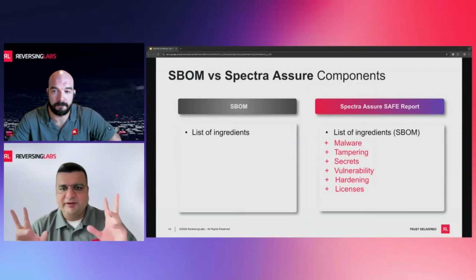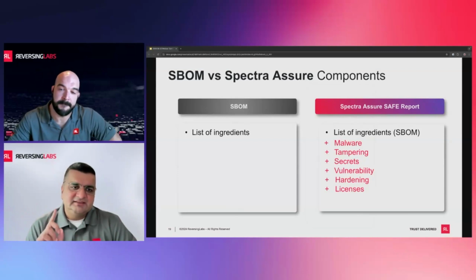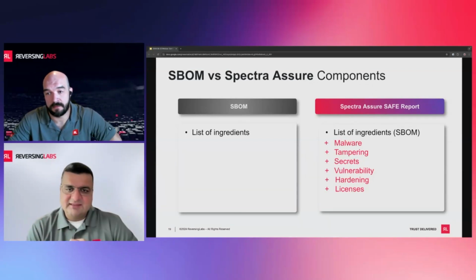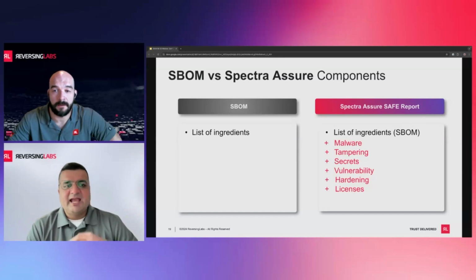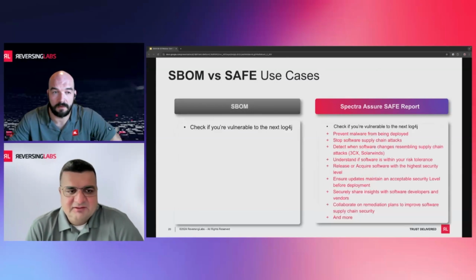And that's where what we call going beyond SBOM comes in, which is our Spectra Assure SAFE report. With the SAFE report, you get the comprehensive list of ingredients that you would get in an SBOM, but with the added benefit of malware detection, tampering identification, secrets management, vulnerability analysis, software hardening checks, and license management. And so what it does is give you a 360-degree view of all the different attack vectors that can affect your software supply chain security. And we believe that this comprehensive approach transforms the SBOM into a comprehensive report and addresses a broader range of security challenges.